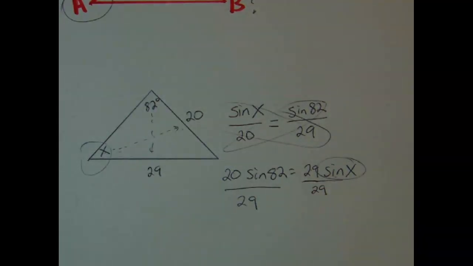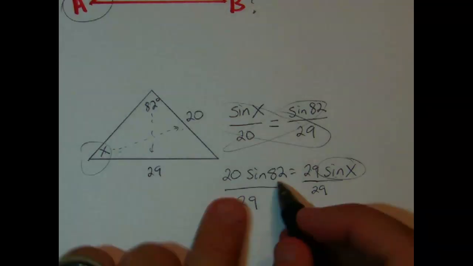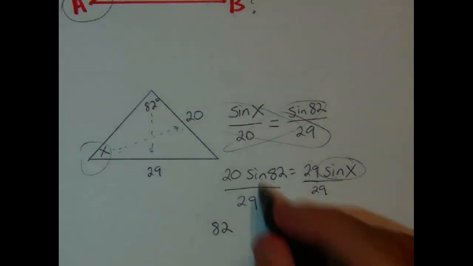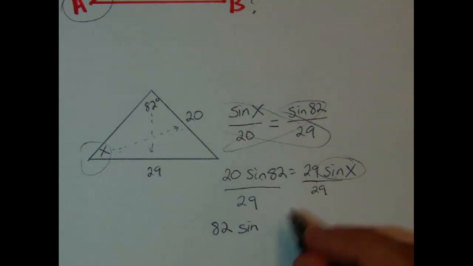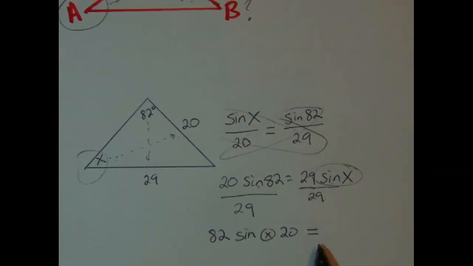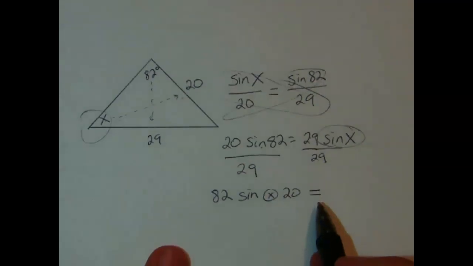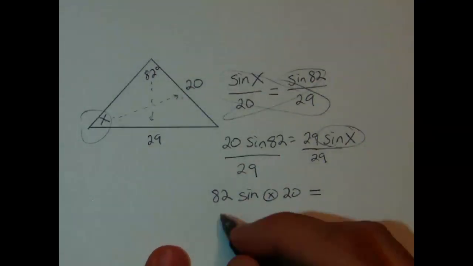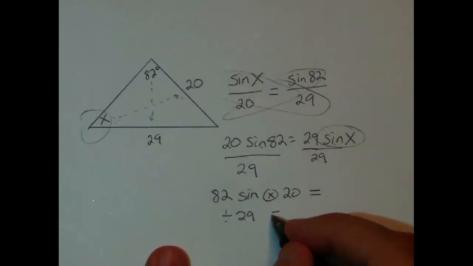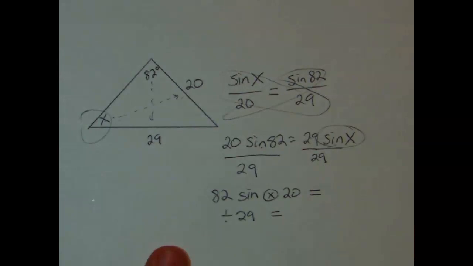That's it. Now we've got to put it in the calculator, and this is how I want you to put it in. You're going to take the 82, and you're going to do that first. Then you're going to press the sine button, times 20, equals. Make sure you press the equals button. Then you're going to put divided by 29, and then press equals again. If you don't get that total, then you're going to get a wrong answer.